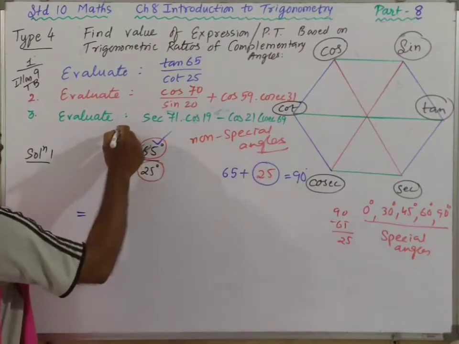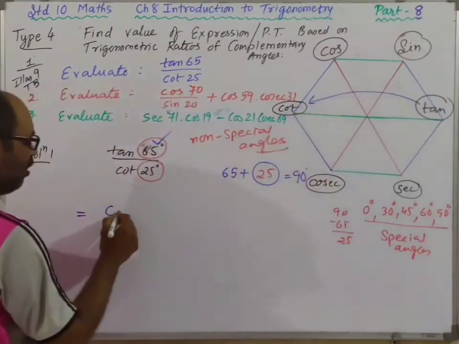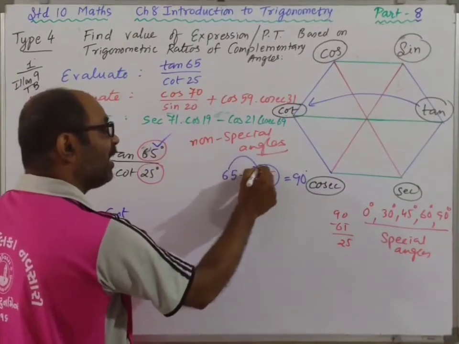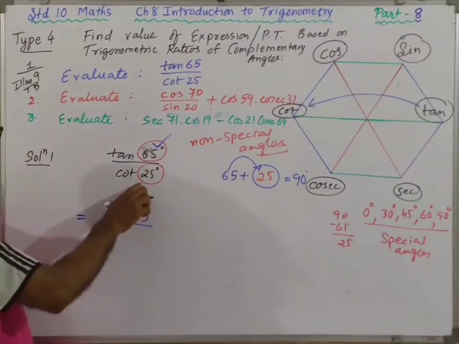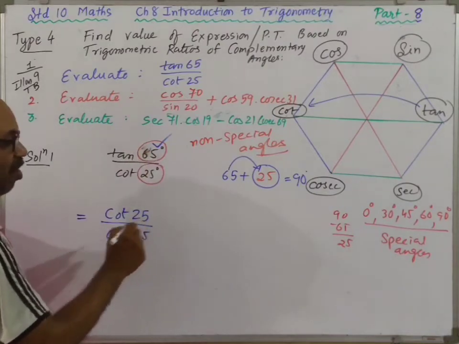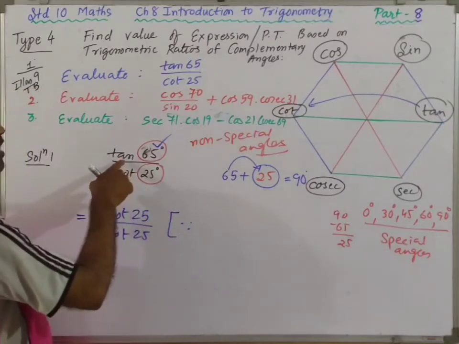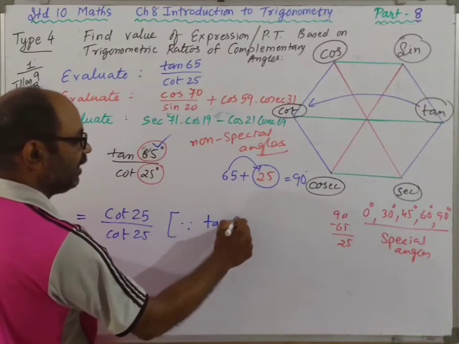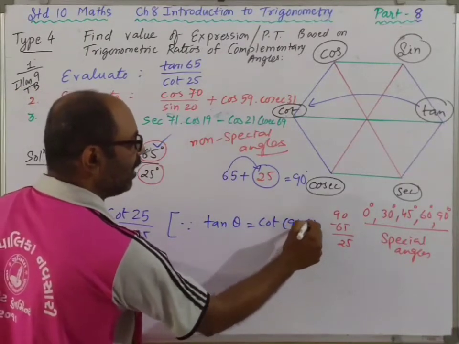So take the complementary. What is the complementary of tan? It is cot, so I have written cot. And what is the complementary of 65? So I am writing 25 upon. I am not changing this, only one I am changing. I am keeping it as cot 25. Because you have changed this, no? tan theta is equal to cot 90 minus theta.